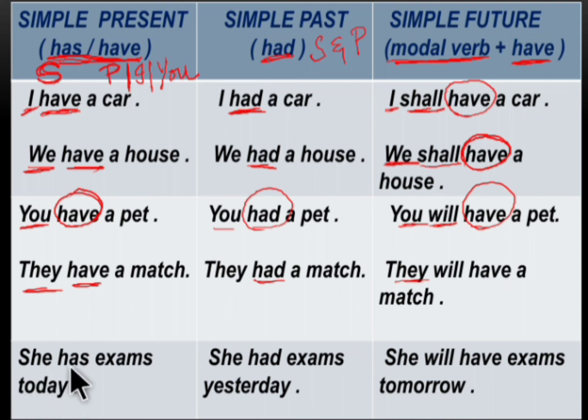The next example, she has exams. She is considered to be a singular subject, and so we use has. For singular we use has. She has exams today. She had exams yesterday in the past tense. She will have exams tomorrow. So she is third person singular pronoun, and so we use will, and have shows the verb. So this is how we use the have verbs that state the position or the action.